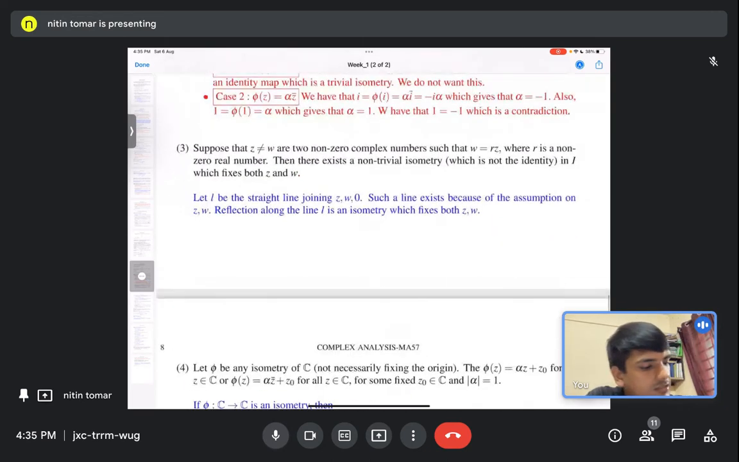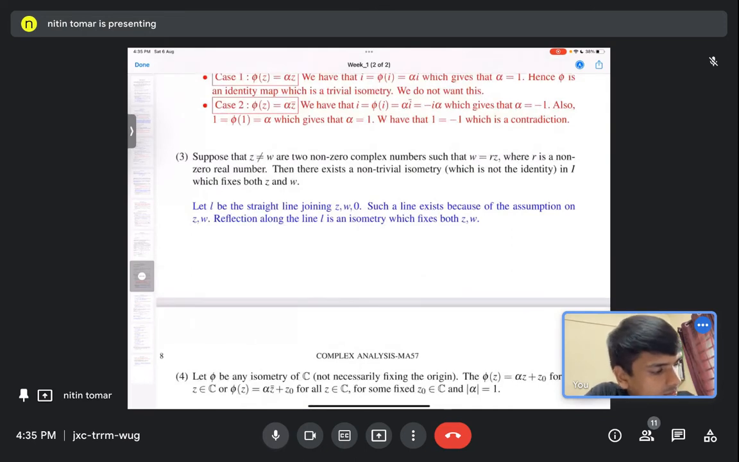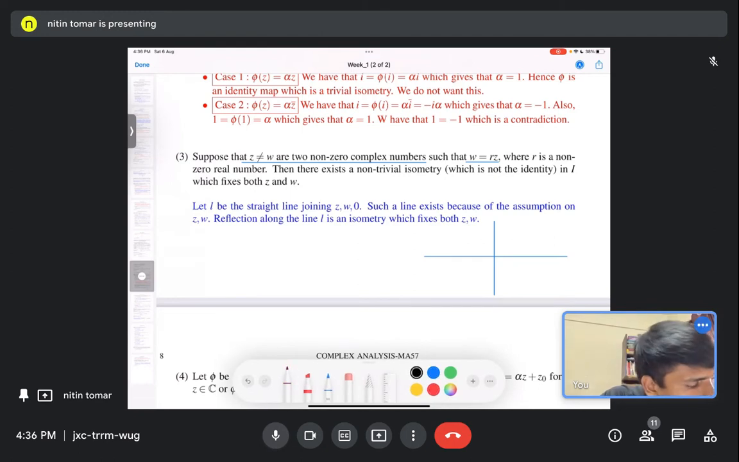Now the next question is, if z and w are two non-zero complex numbers such that w equal to rz, which means w is a scalar multiple of z. Now what does it mean? If this is your z, and w is a scalar multiple of z, it lies on this line, right? They are collinear points depending on r. So w will be somewhere on this line. Let's assume it is here.